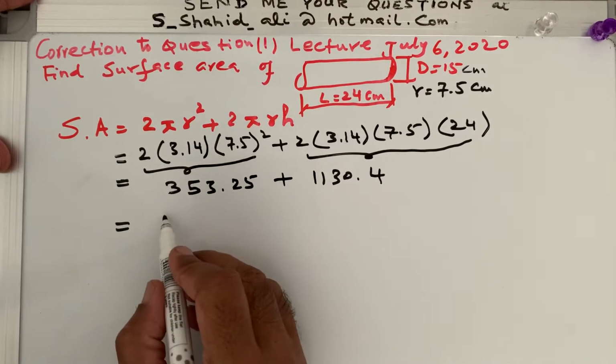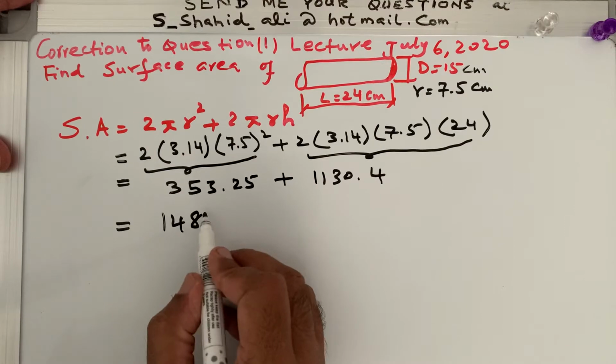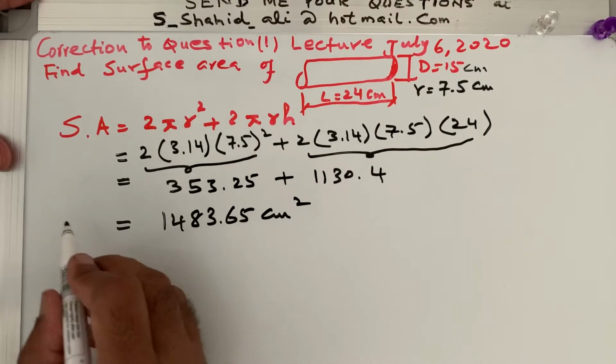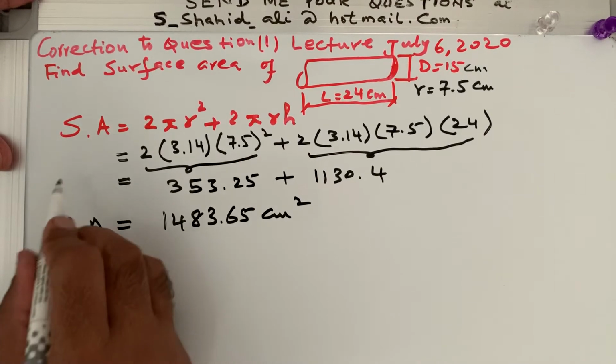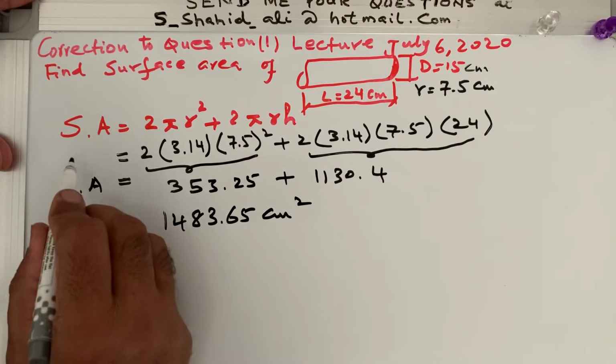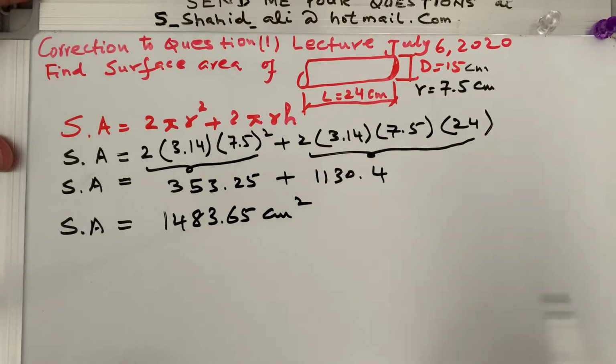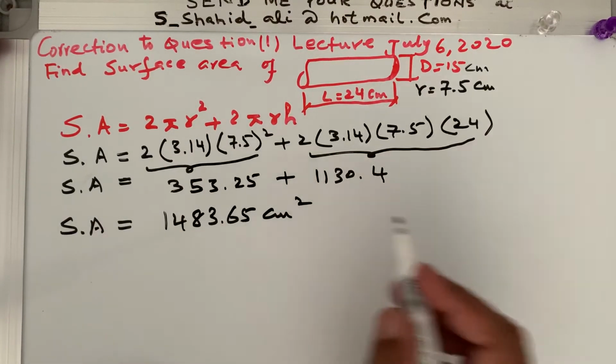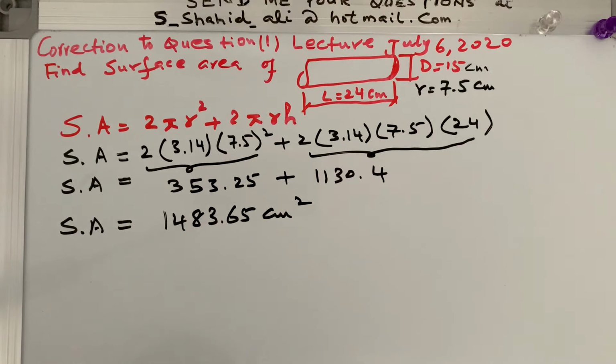When you add these two quantities, it is 1483.65 centimeter square. So please make a note that when we do the question, we have to put all the values correctly, and not forget anything, because by mistake I forgot to multiply with 2 and I had a different answer. Thank you for pointing me out, and 1483.65 is the right answer, right?